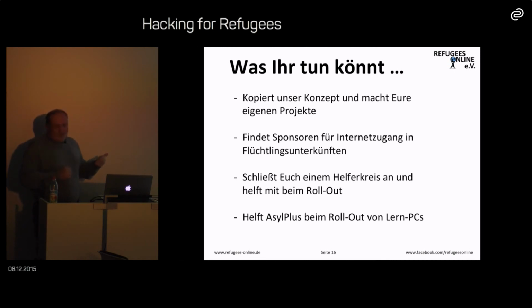Go to one of the helper circles, go to the refugee shelters, okay, and help the people there to roll this out, whether it's the PCs from Asyl Plus or an internet access or something like that. My experience is that in the helper circles, IT know-how is really, really rare. So bring this IT know-how to those helper circles. It's really important. And the last point I already mentioned, I think, is help Asyl Plus to roll out all these PCs. They really need help because it's a logistics issue. I mean, it's 5 people managing 600 PCs. So it's going to be a bit tough for them.